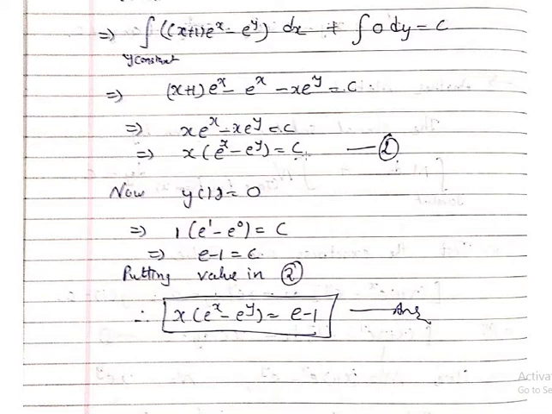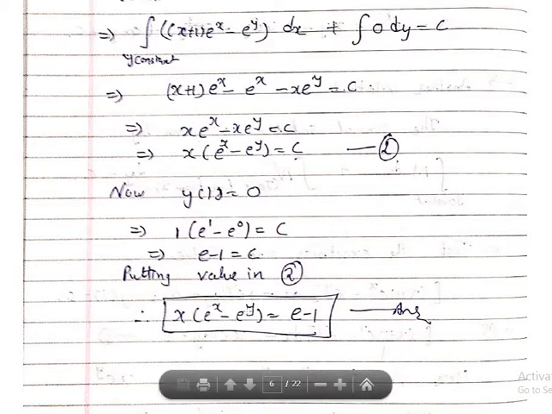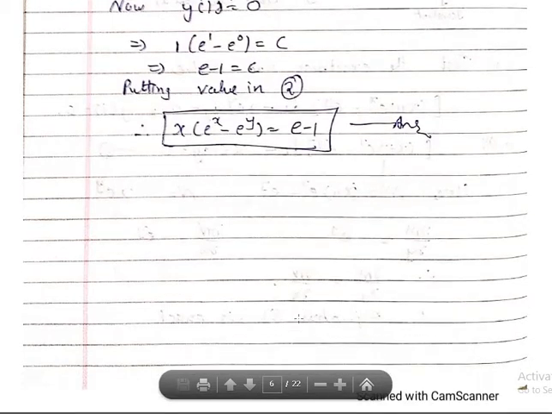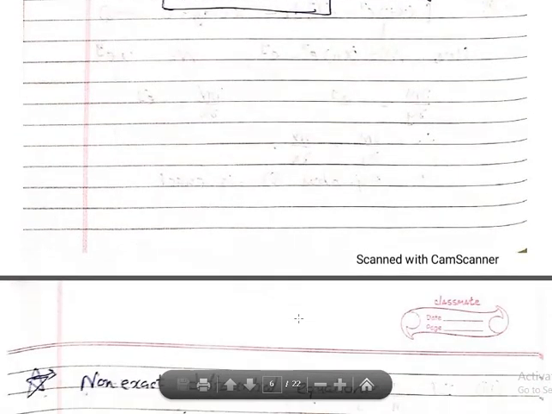Now for the condition, we have y of 1 is equal to 0. That means x is 1, then y is 0. So putting the values of x and y here, that will give 1 into e raised to 1 minus e raised to 0 is equal to c. So you have c is equal to e minus 1. Putting this value in equation 2, that will give you the particular solution, x into (e raised to x minus e raised to y) is equal to e minus 1. So this is the case of exact.